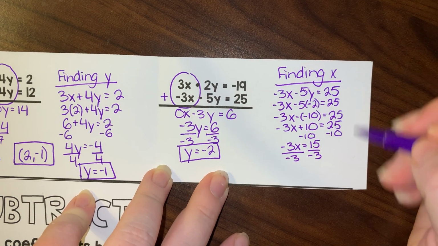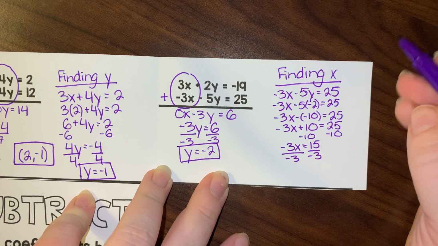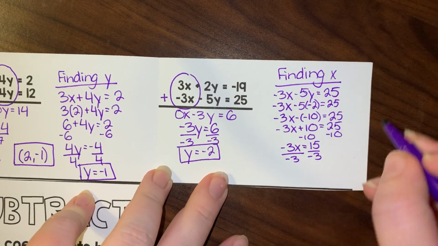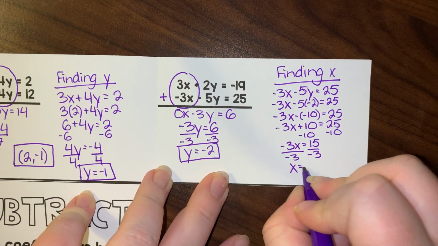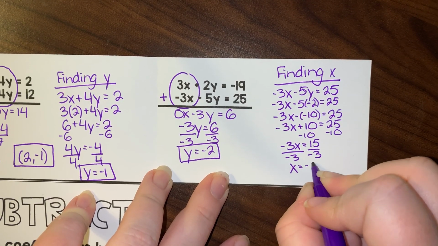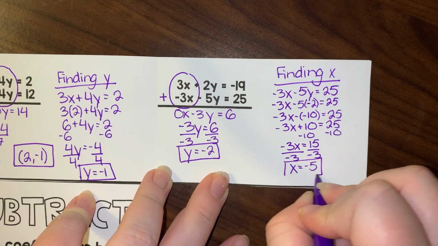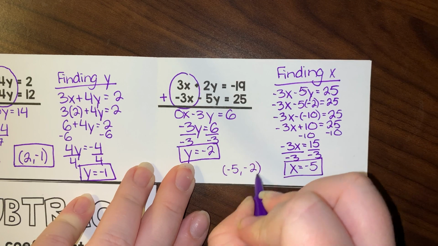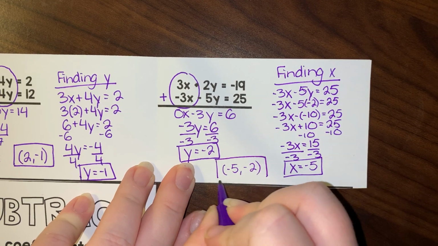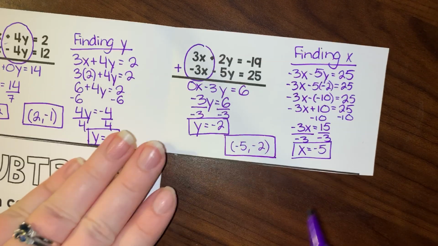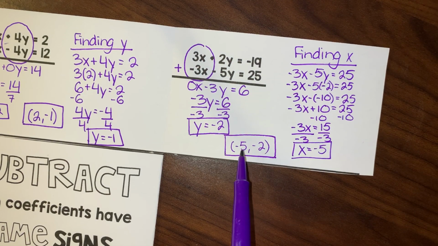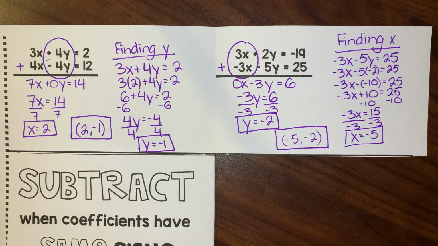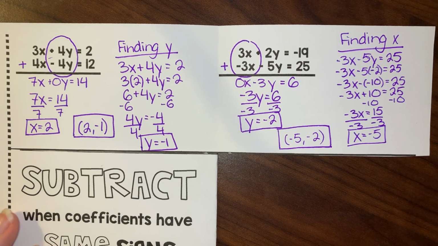Once you become more familiar with this, I'm not expecting you to write out negative 5 times negative 2 is minus negative 10, all that good stuff. So really this becomes x equals negative 5. And I can write my solution as negative 5 comma negative 2. If I were to graph these two equations, these two lines would intersect at the coordinate negative 5, negative 2. Okay, so that's how you're going to solve them if you have the same but opposite coefficients for either your x or your y.